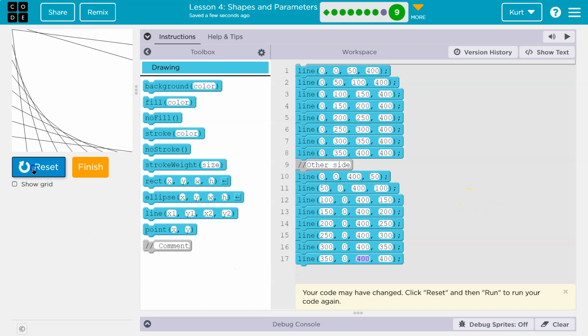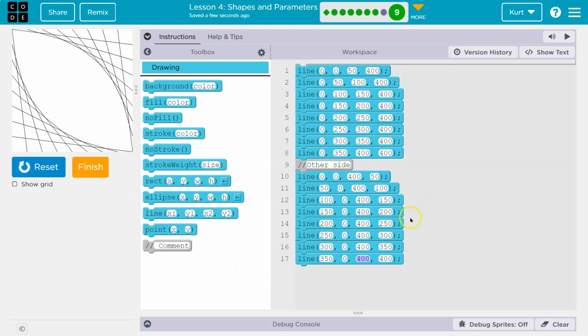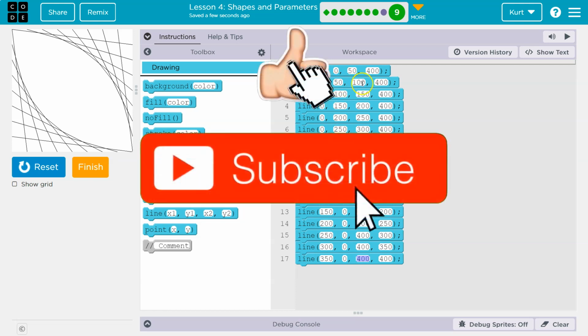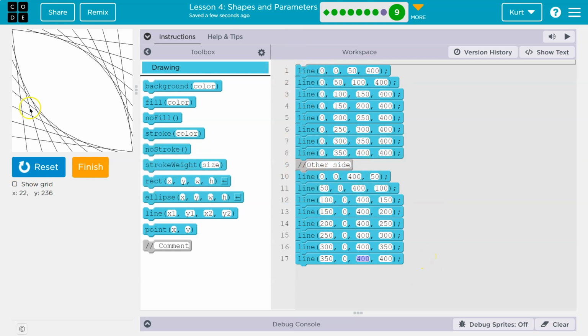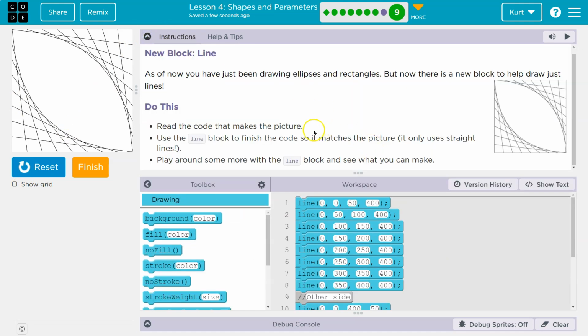Okay, let's see what it looks like. Yeah, so again, all I did was flip each of these points, right? 0, oh, well, that's a bad example. 0, 50, 50, 0. 0, 50, 100, 400. 400, 100. All the way down, and that produces our awesome mirror image. And now we can play around with it if we want. Cool. Onward.